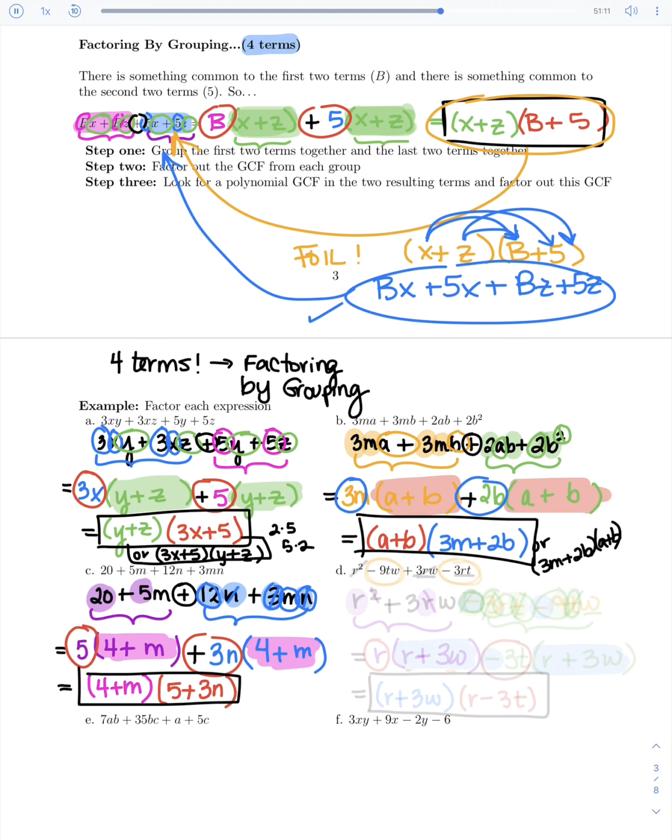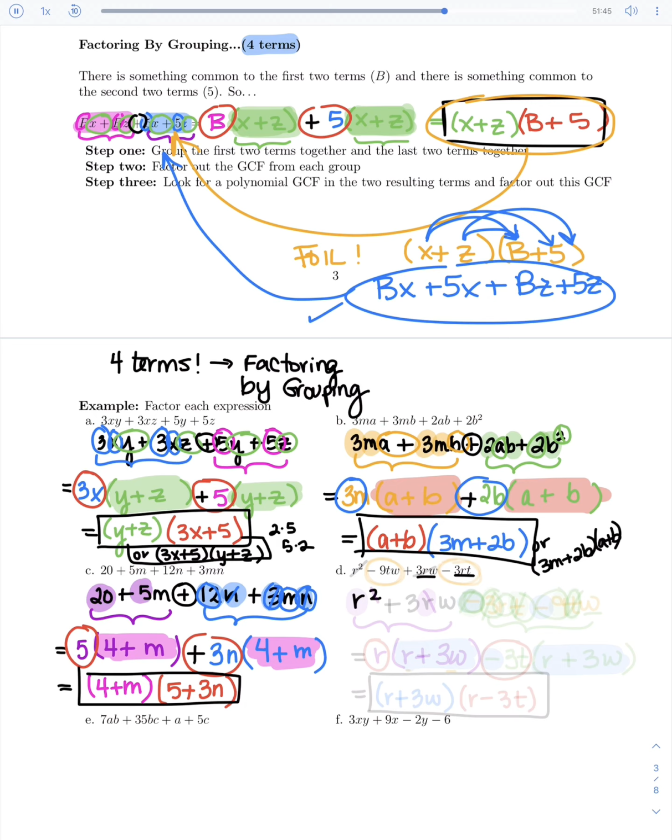Now, if you look at the next one, if I were to start rewriting it, what I would notice is that the r squared and the second term that they've got listed, the negative 9tw, don't have anything in common. Be careful, that does not mean that this can't be factored. It means I need something else to go with the r squared. So I can either pick the 3rw or the 3rt. It doesn't actually matter. We'll get the same answer either way. So it's really up to you. And we can actually do this both ways.